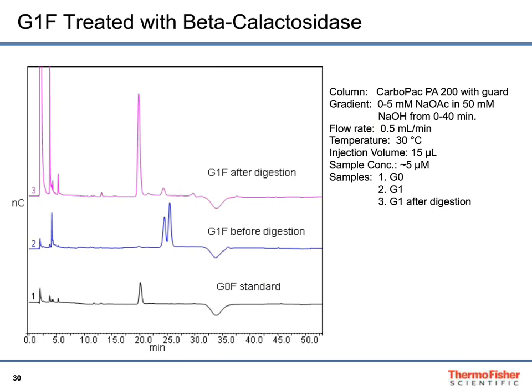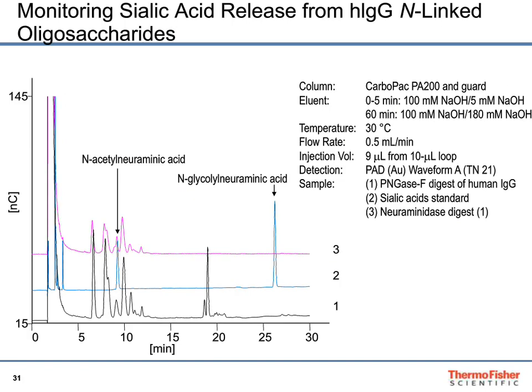So in this case, let's take a look at human IgG N-linked oligosaccharides. This is some work we did earlier. We look at the bottom trace, and that's trace number 1. That's the PNGase F digestion of human IgG. And we see we have a lot of structures in that 5 to 15 minute range, and those are all the neutral, the uncharged oligosaccharides. And then we see structures around 18 to 20 minutes, and those are our monosialylated oligosaccharides.